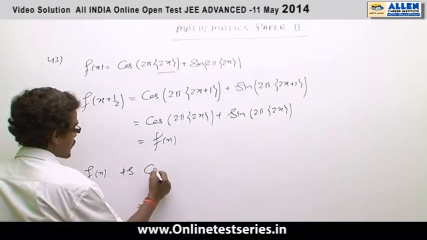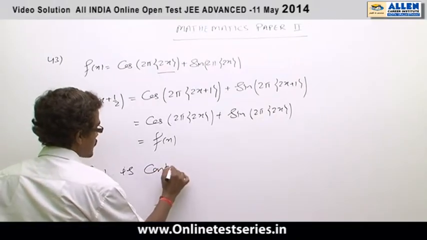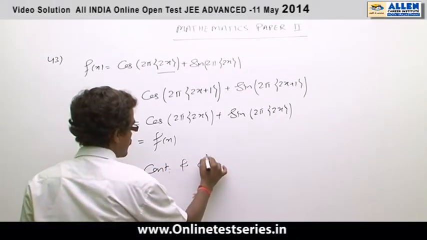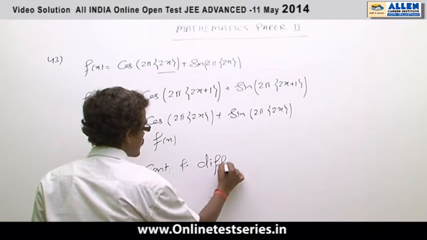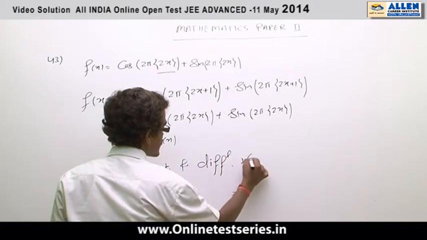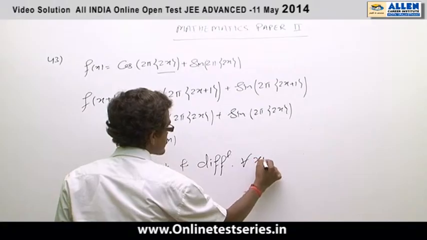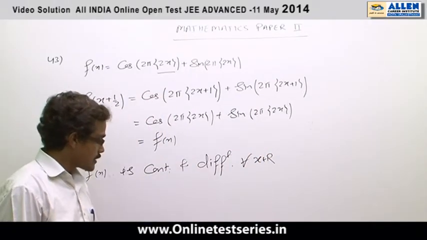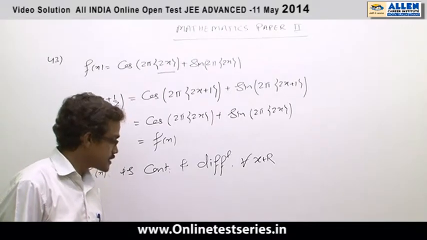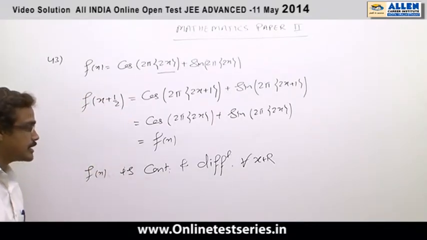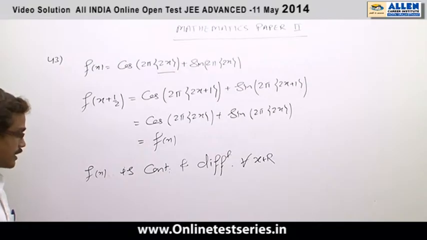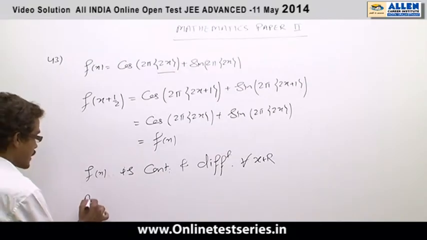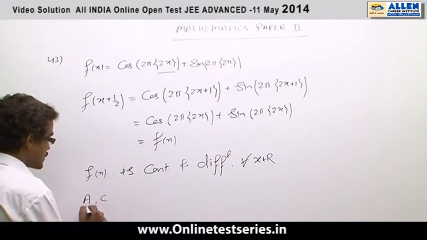That's why the function f(x) is continuous as well as differentiable for all values of x. So from this result we can conclude that option C is correct but option D is wrong. So that's why for this question the answers are A as well as C.